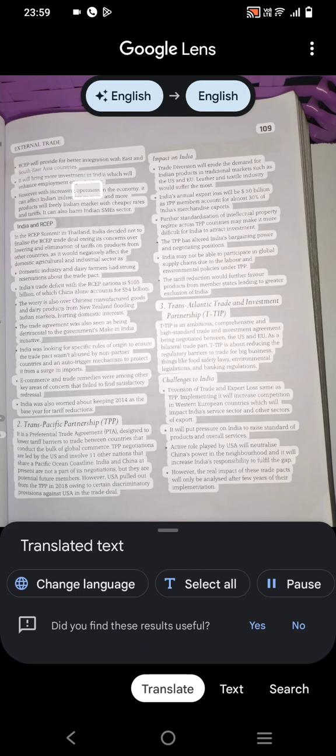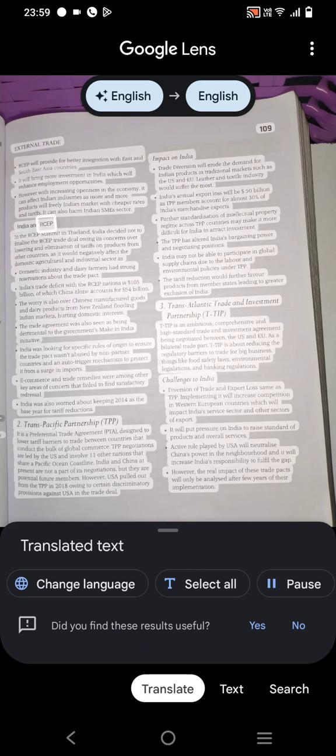However, with increasing openness in the economy, it can affect Indian industries as more and more products will freely enter Indian market with cheaper rates and tariffs. It can also harm Indian SME sector.